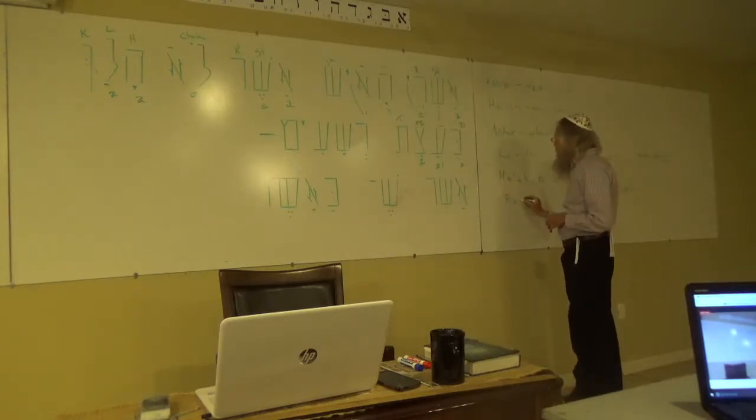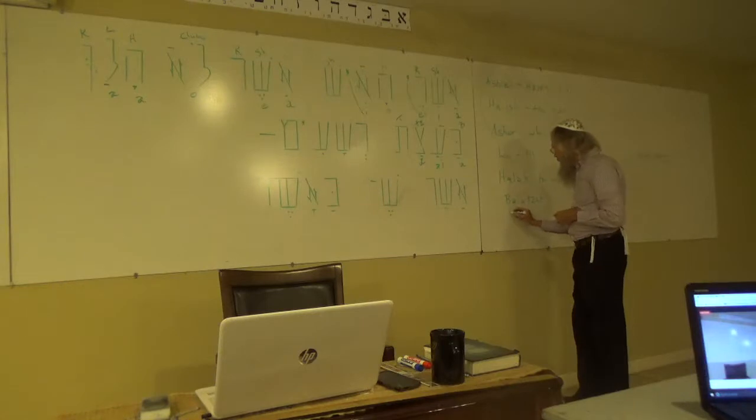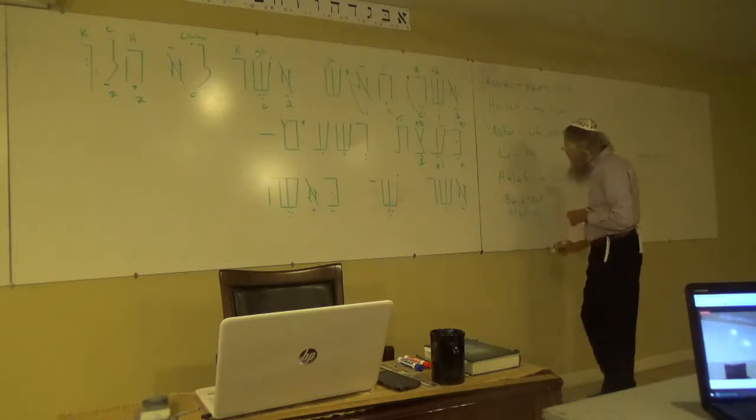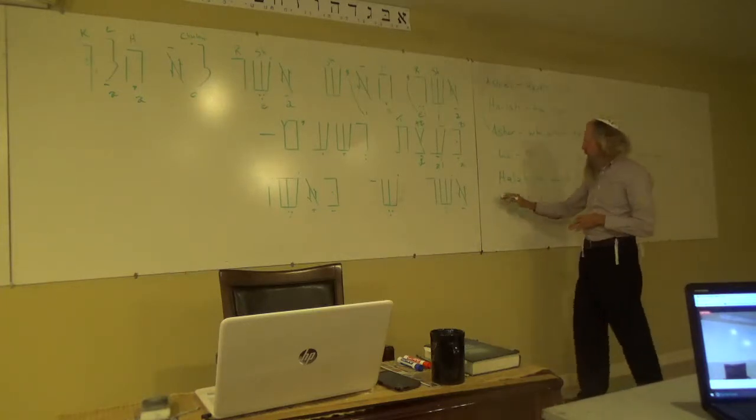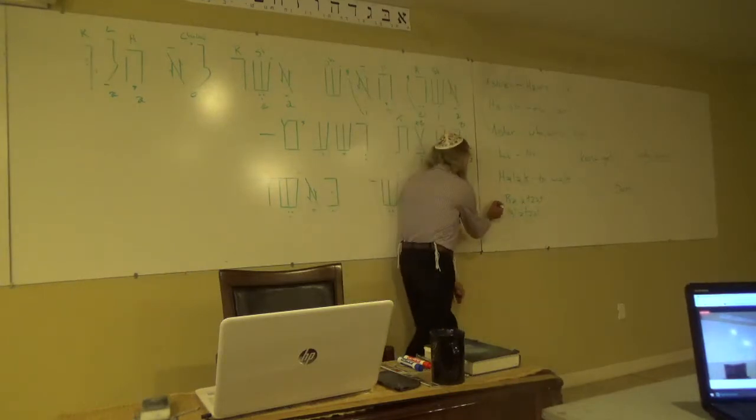You can see it like this, Ba-at-sat, or you could see it like this. This is usually the way you're going to see it. Ba-at-sat. Okay, this top one here is this vowel. This one here is this vowel.